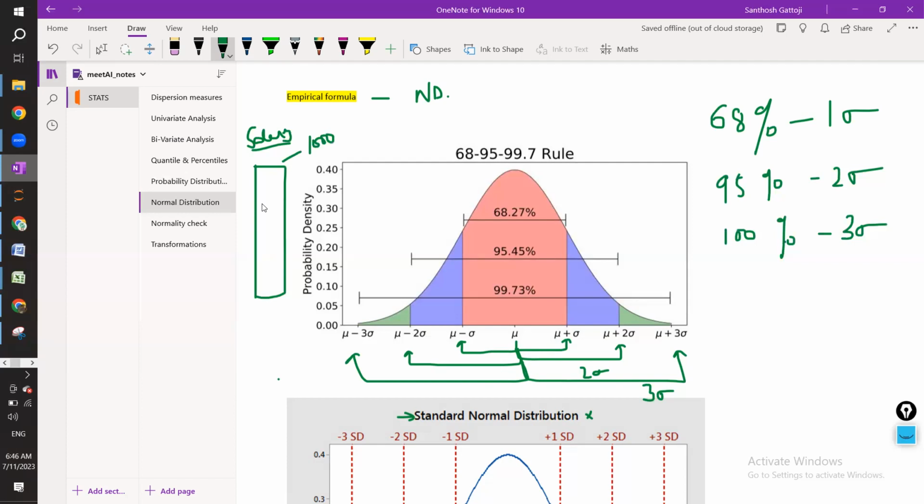But the only thing I am assuming is that this column follows a normal distribution, that's the only requirement. If this column follows a normal distribution, then I can simply say 68% of this data will be found between one standard deviation. That means what?